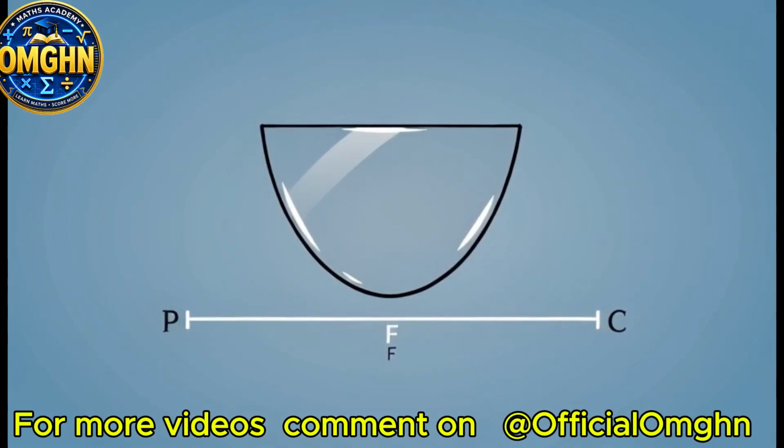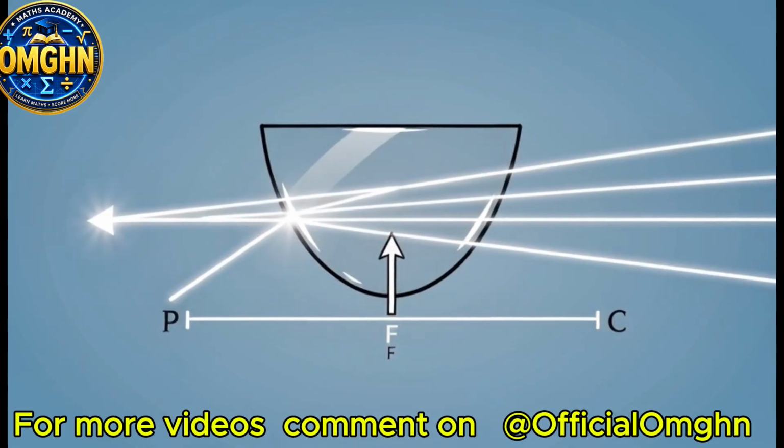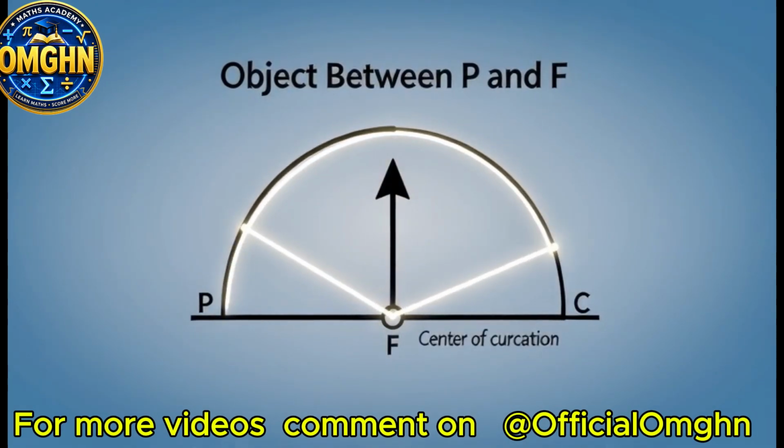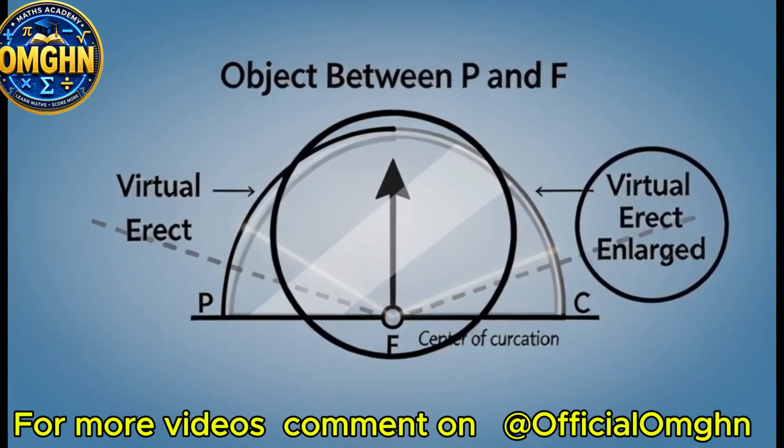When the object is placed exactly at the focus, the reflected rays become parallel to each other. Since the rays never meet, the image forms at infinity. When the object is placed between the pole and the focus, the reflected rays diverge. Their backward extensions meet behind the mirror. The image formed is virtual, erect, and enlarged.